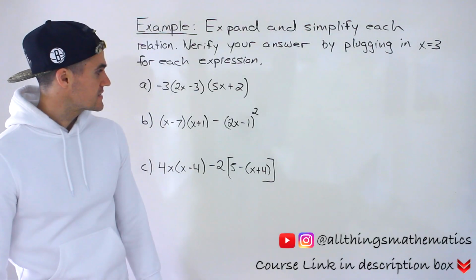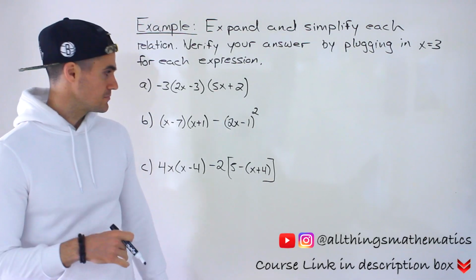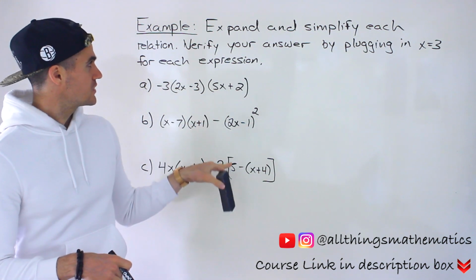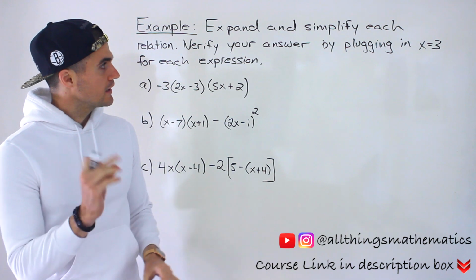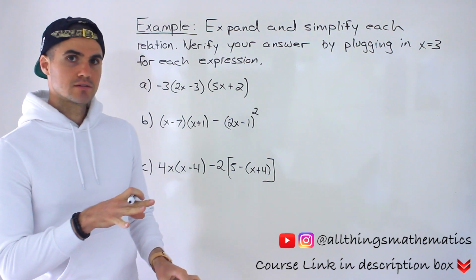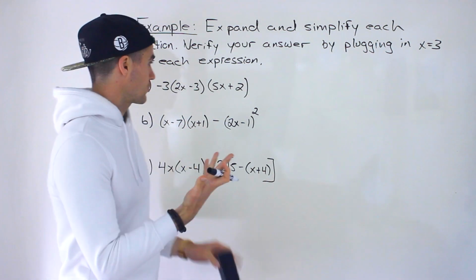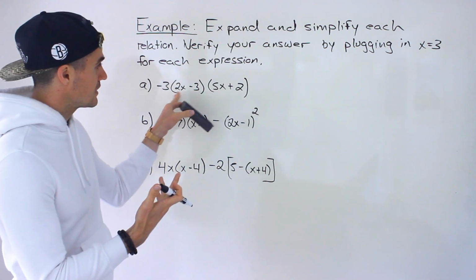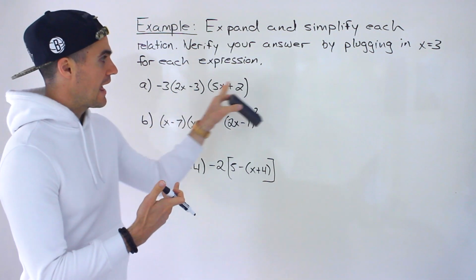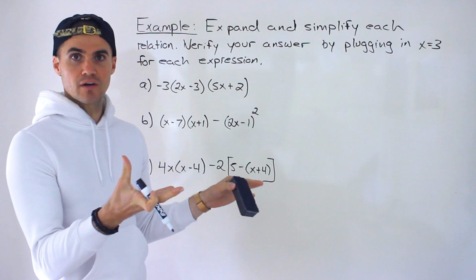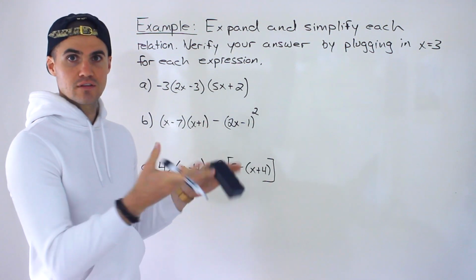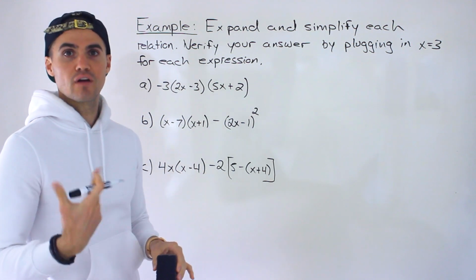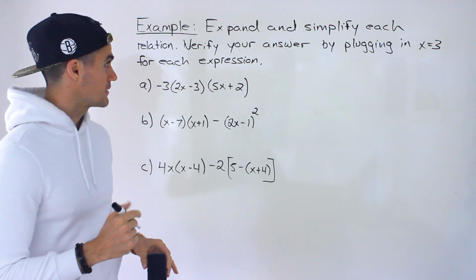Moving on to the next example, we're going to expand and simplify again these three expressions here, but in this case what we're going to do is plug in x equals 3, so a value of 3 for all these x values in the original expression and then in the expanded and simplified expression that we get, and they should have the same value. That's how we can verify or check our answer.